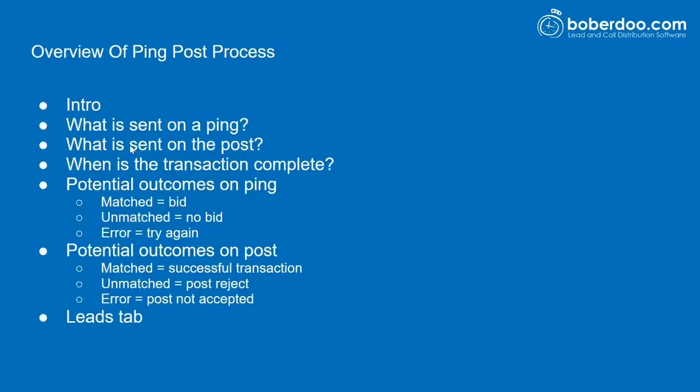So the next question then, of course, is what is sent on the post? What is sent on the post is the rest of the information. Typically, that is PII, or personal identifiable information: the name, address, phone number, and email of the lead itself. But it may essentially include anything that is not sent on the ping.